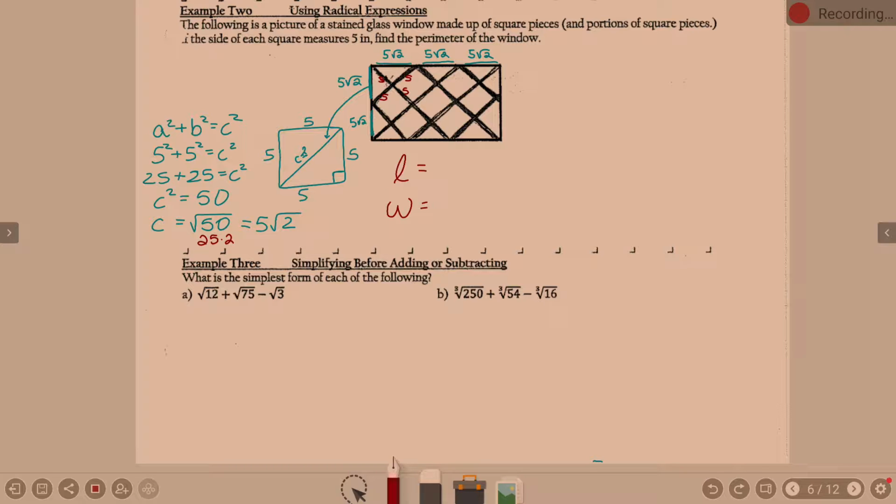Okay? And so if we put that all together, it's 5 square root of 2 plus 5 square root of 2 plus 5 square root of 2, or 3 times that, which is going to be 15 square root of 2. That's how I would write that, because 5 plus 5 plus 5 is 15. Now with that knowledge under your belt, what's the width of this window? It's 5 square root of 2 plus 5 square root of 2, which is 10 square root of 2. How do you find the perimeter of this window, which was our whole goal?